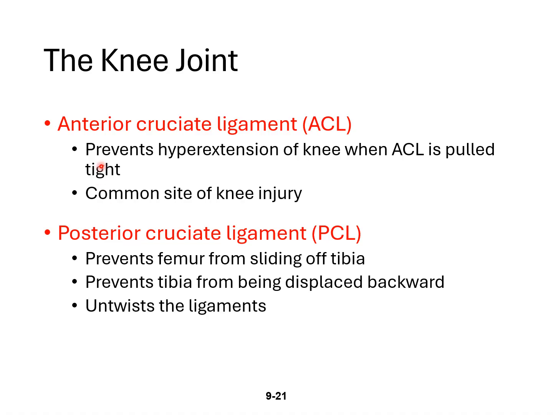The anterior prevents hyperextension of the knee when the ACL is pulled tight. This is going to be a common site of knee injury, and I'll show you on the next slide. Posterior prevents the femur from sliding off the tibia, and it prevents the tibia from being displaced backwards, and then untwist the ligaments.